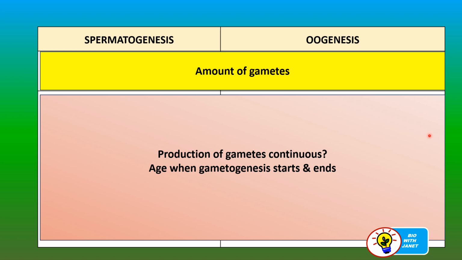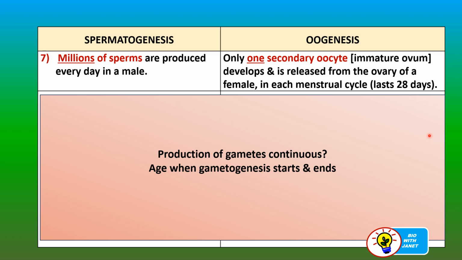Next, let's discuss the amount of gametes produced through spermatogenesis and oogenesis. In spermatogenesis, millions of sperms are produced every day in a male. Okay, so that's quite productive. But in oogenesis, the process is less productive in the female because only one secondary oocyte, which is the immature ovum, develops and is released from the ovary of a female in each menstrual cycle that lasts 28 days. That means every 28 days, only one or a few more secondary oocytes develop and are released. Okay, usually it's only one secondary oocyte.